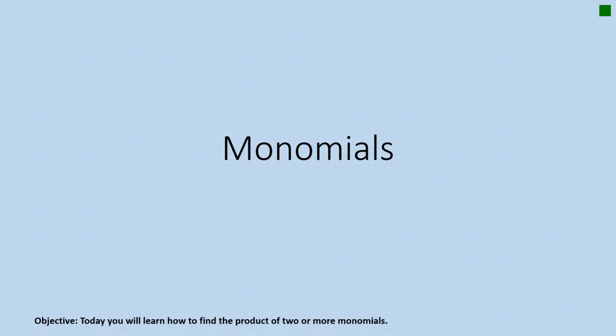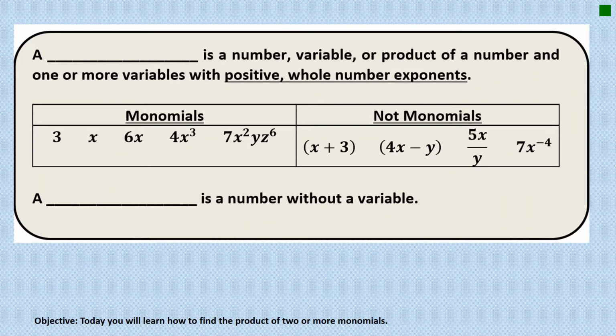This is lesson 5.1. You should have your composition book opened up. You should label it 5.1 monomials. Here we go. Okay, a monomial. So you can write this down.